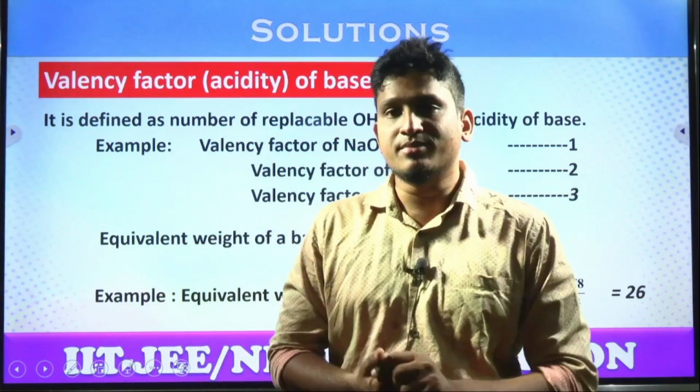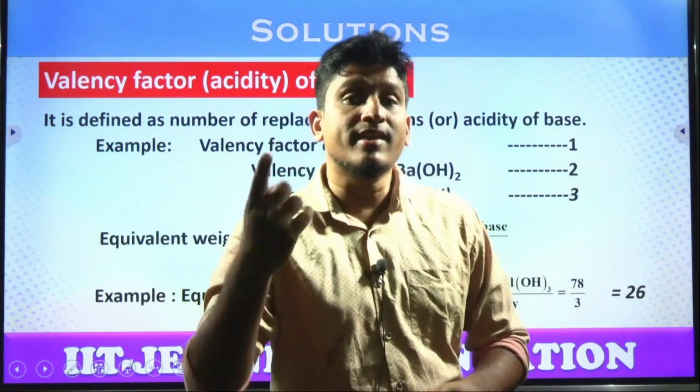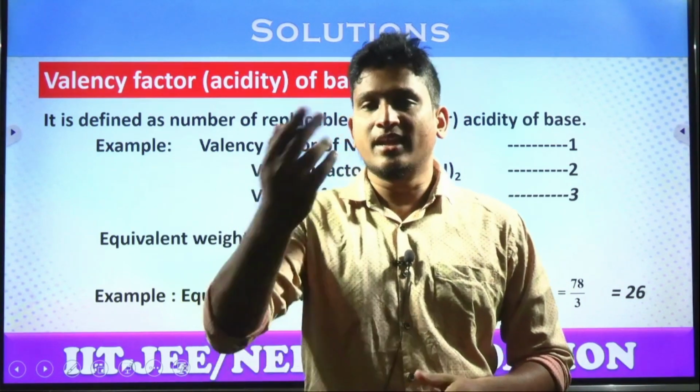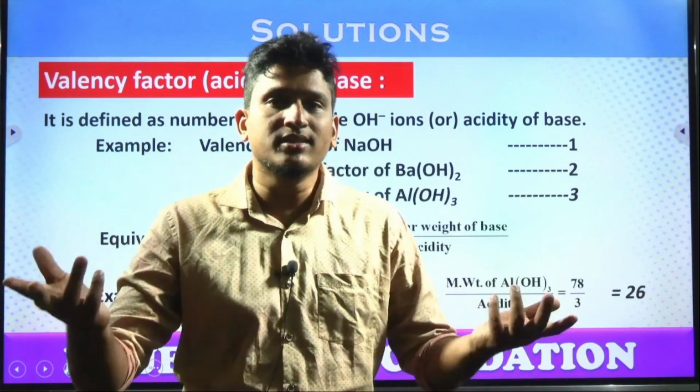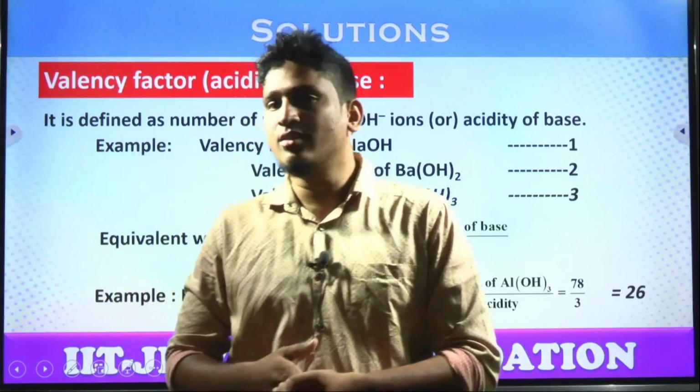It can release how many OH minus ions? Only 1. Yes or no? So what is the valence factor? 1. Magnesium hydroxide, Mg(OH) taken twice. It can release how many OH minus ions? 2. So what is the valence factor? 2. Aluminum hydroxide, Al(OH) taken thrice.